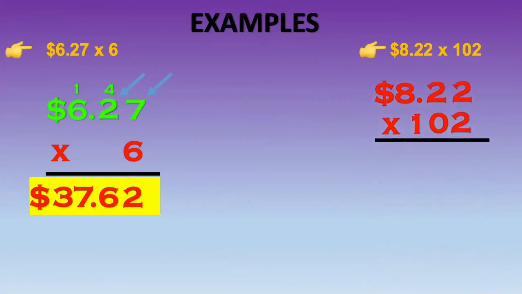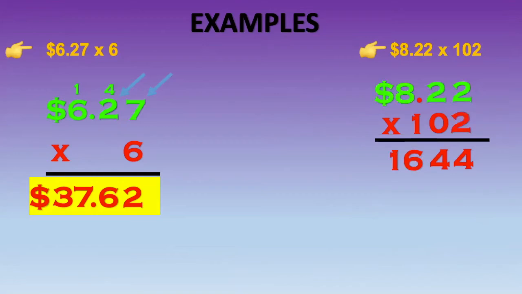$8.22 times 102. To set it up, we again place the larger number on the top and the smaller number on the bottom. Ignore the decimal point and multiply the numbers as we do with whole numbers. 2 times 2 is 4. 2 times 2 is 4. 2 times 8 is 16.